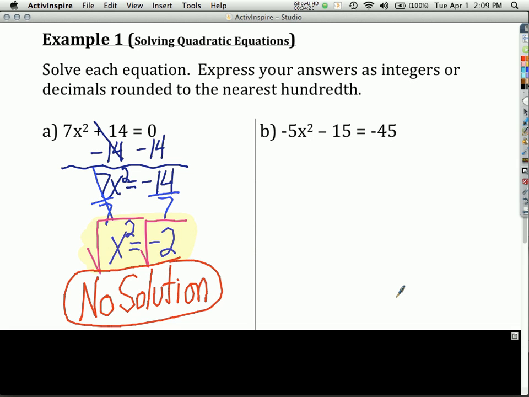1, 2, 3, 4, 5, 6, 7, 8, 9 light bulbs. Good, Alexandra? Okay, what were you going to say, Davis? It would never touch the x. Okay, very good. Yeah, it's never going to touch the x-axis. That's what no solution means.